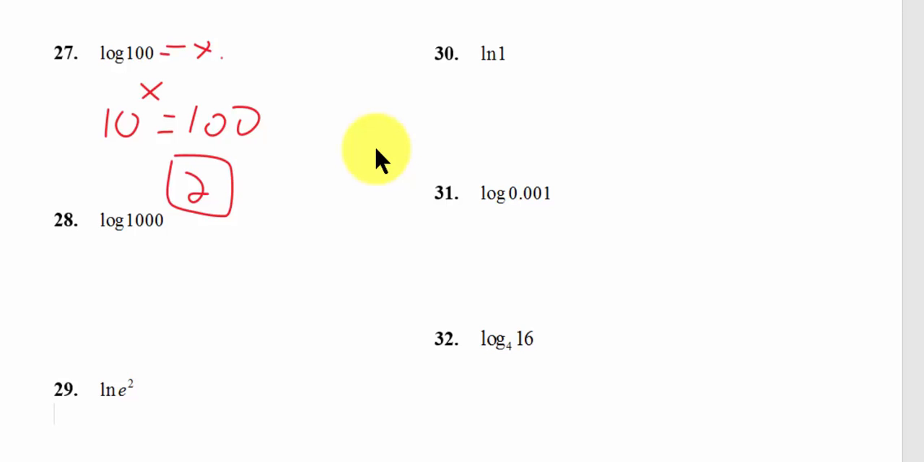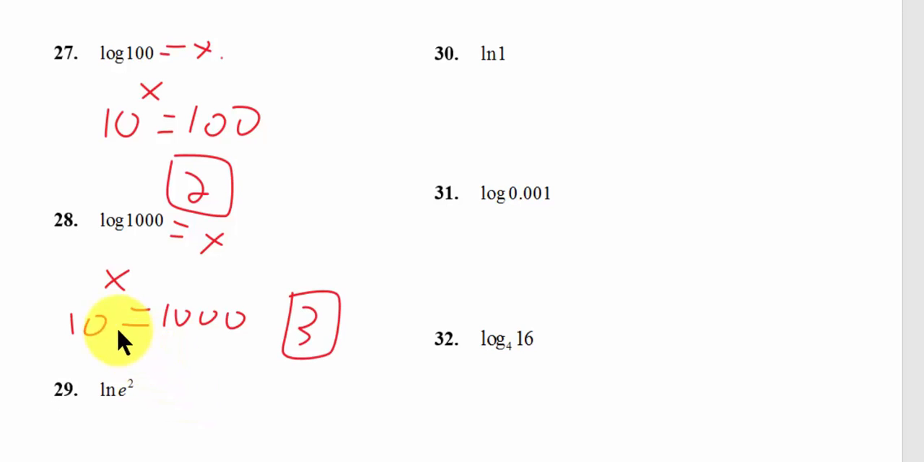When I look at 28, we'll say this is equal to x. So we have 10 raised to the x equals 1,000. Well, what value of x would make this true? Well, 10 times 10 is 100, and 100 times 10 is 1,000. So it'd have to be 3, right? 10 cubed equals 1,000.